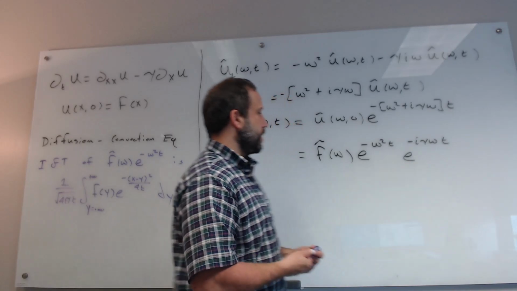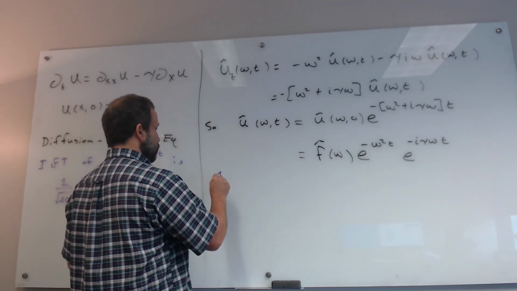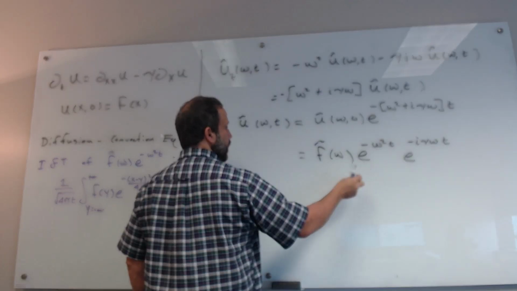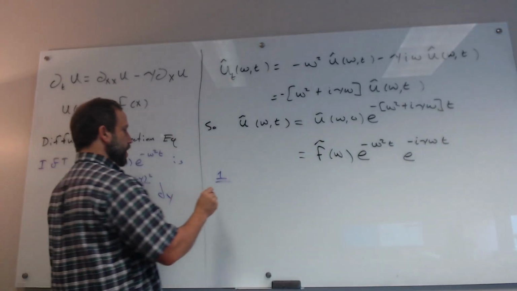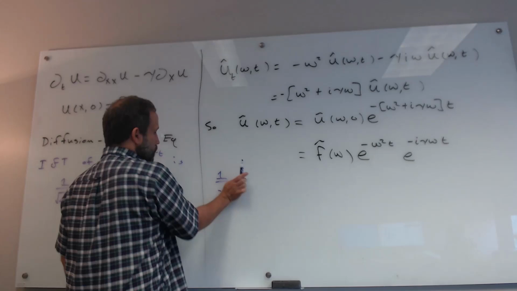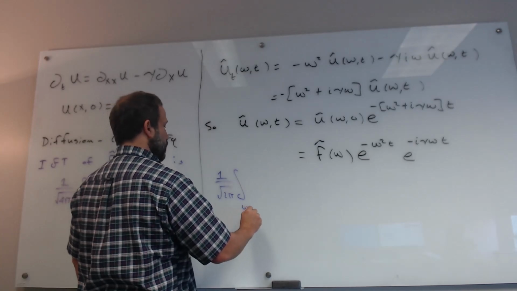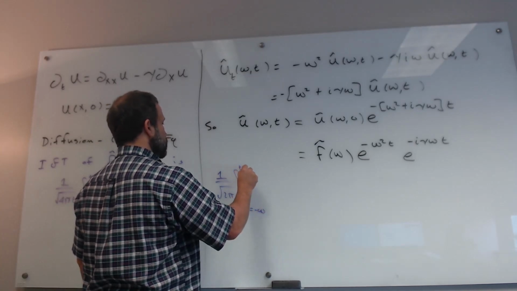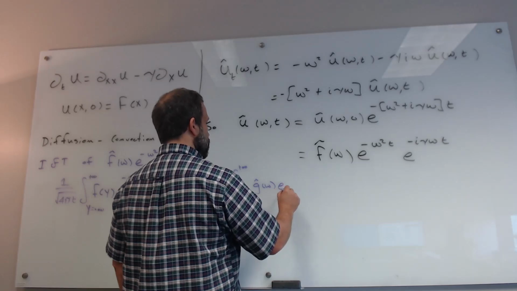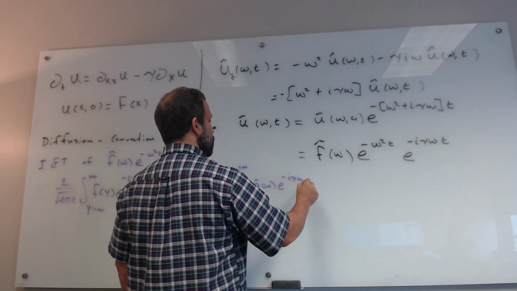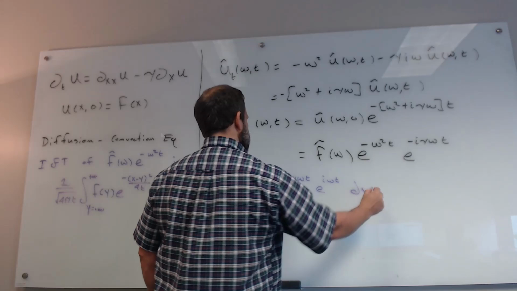I'm going to look at this right here. So I want to look at the following scenario. Assume we're looking at the inverse Fourier transform, because that's what we want to do. We want to find the inverse Fourier transform of this times that, where we already know the inverse Fourier transform of this piece. So we're going to look at 1 over the square root of 2 pi, and we're going to have omega going from minus infinity to positive infinity, g hat of omega times e to the minus I gamma omega t, e to the I omega x d omega.